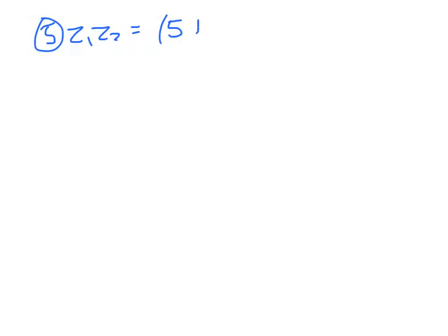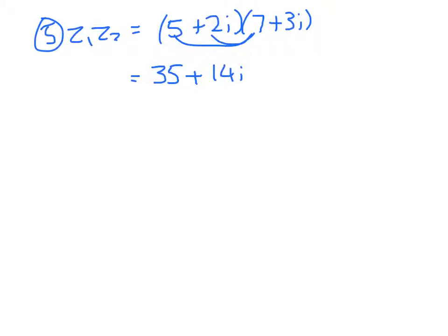So z1 was 5 plus 2i, and z2 is 7 plus 3i. Now, even though we've got numbers, the process that this feels very, very similar to is expanding quadratics. Right? So again, think back to when you first learned how to do that. Well, we'll go 5 sevens. So that's 35 plus 14i. Now, plus 15i, 5 times 3i, plus 2i times 3i.